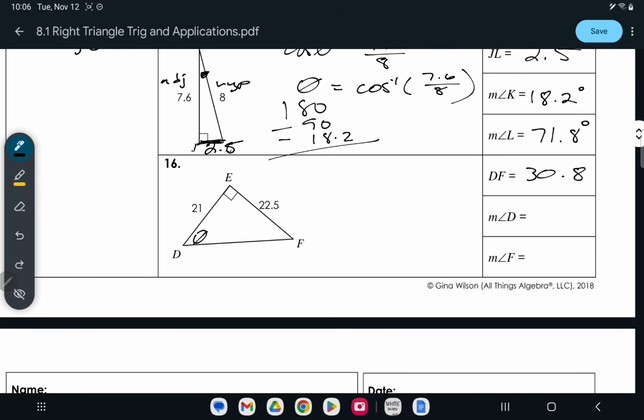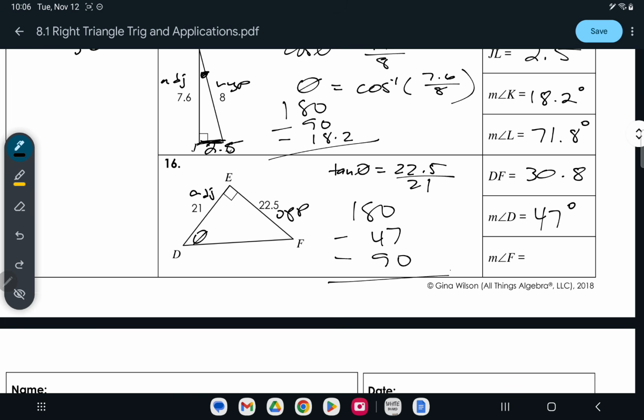All right. Now I'll use trig to find the angles. So let's do this theta. I have opposite and adjacent. So tangent theta is 22.5 over 21, which gives 47 degrees. And then you can use trig to find the other one, or I would do 180 minus 47 minus 90 to get 43.